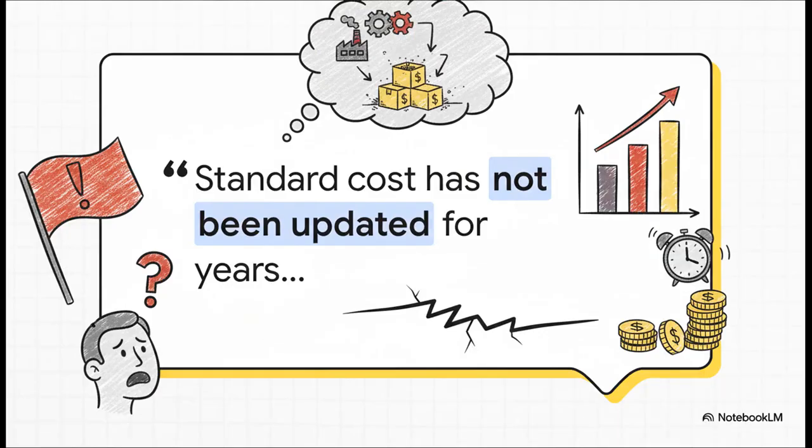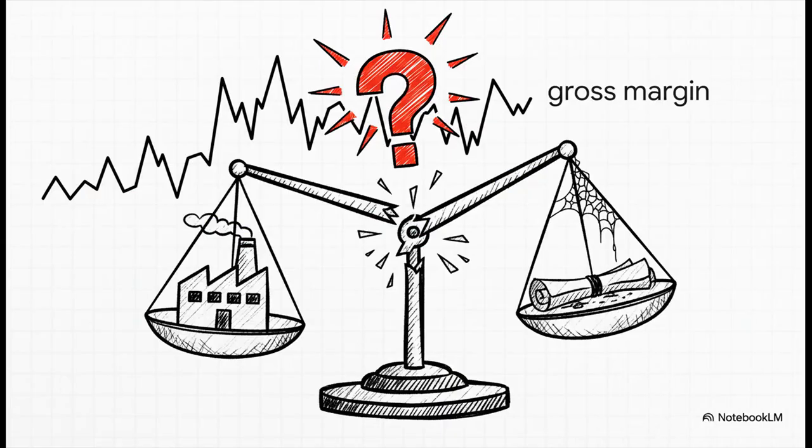So picture this. You're sitting in a meeting with the plant controller, and they casually drop this line. This is, without a doubt, one of the most common and dangerous red flags you can find in a standard costing environment. So why is that so dangerous? Because an outdated standard cost means the company is comparing today's real costs to a benchmark that's totally irrelevant. It makes our gross margin useless and creates these massive, meaningless variances. The whole point of the costing system just goes out the window.